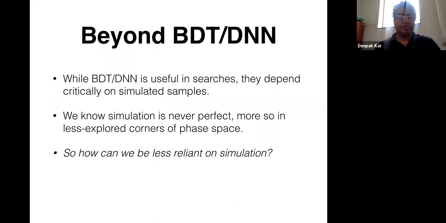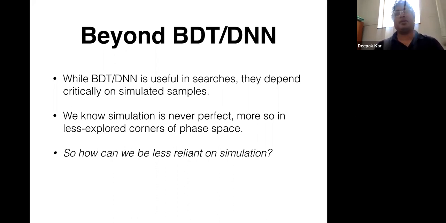Now I have to do this. You have been using BDT and DNN in searches, and we are going to use them. I mean, no one is running away from them. But they depend critically on simulated samples. And those of us who are working on LHC experiments know the simulation is not perfect. I mean, it's great. In most cases, it's probably within 5%.